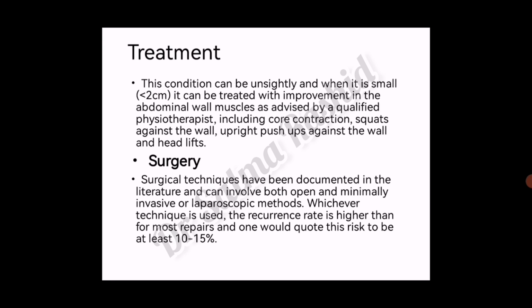And the surgical techniques have been documented in this literature and can involve both open and minimally invasive or laparoscopic methods. Whichever technique is used, the recurrence rate is higher than for most repairs, and one would quote this risk to be at least 10 to 15%.